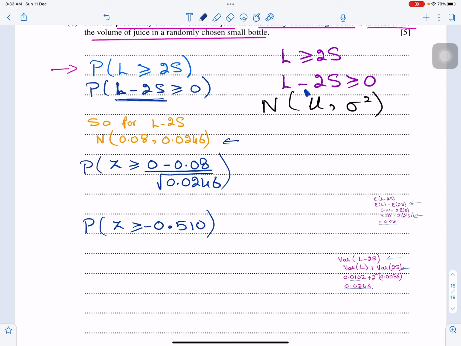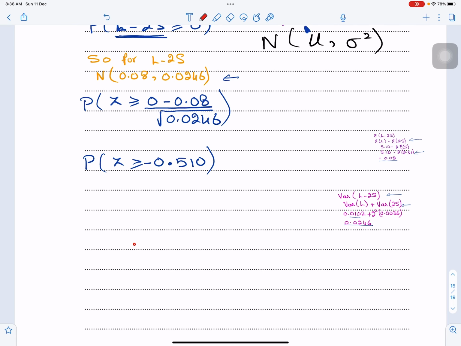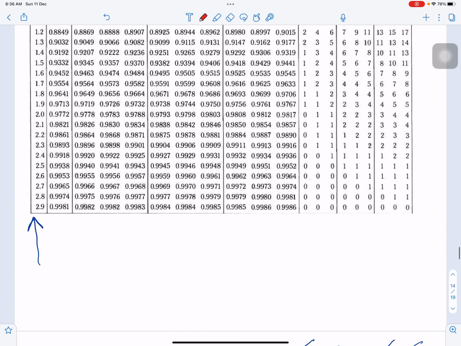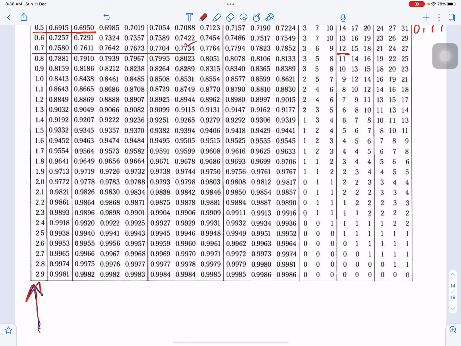Now you know the table which will be given to you in MF19. So now you have to calculate the probability of z greater than or equal to minus 0.510. Let me help you recall the bell curve shape here. Now the negative value is on this side. So suppose minus 0.510 is here, and you have to calculate this probability. But in the table which will be given to you, the minus values of z are not given. You can notice it here.